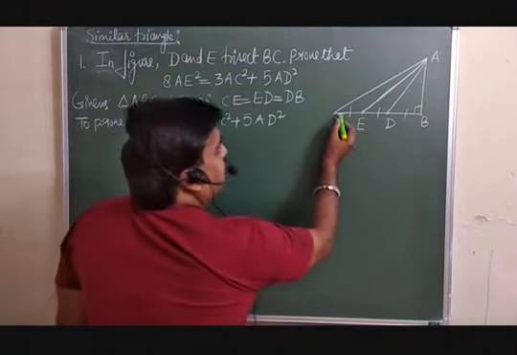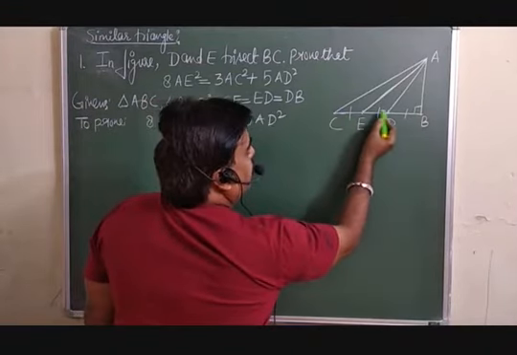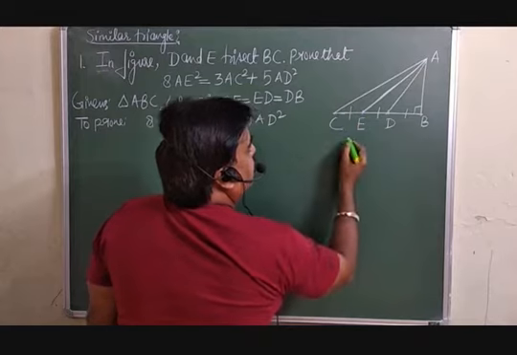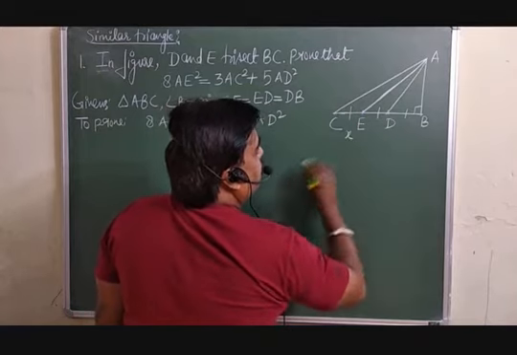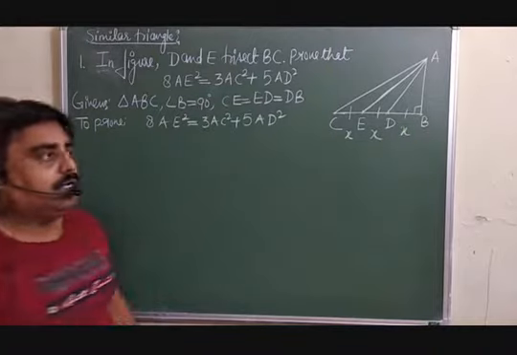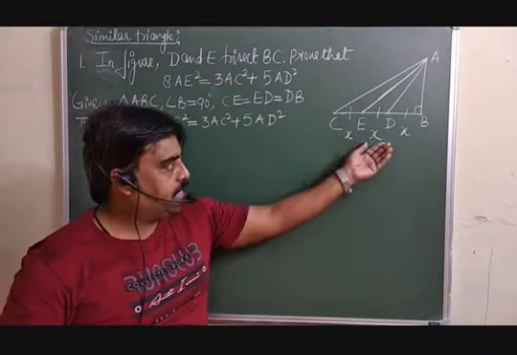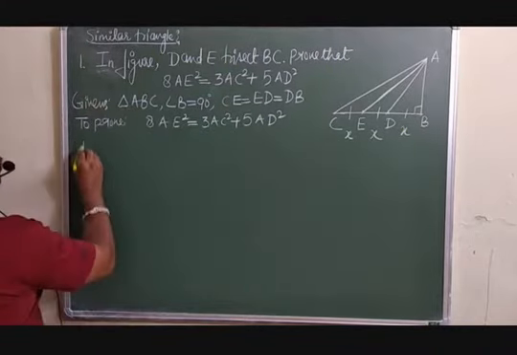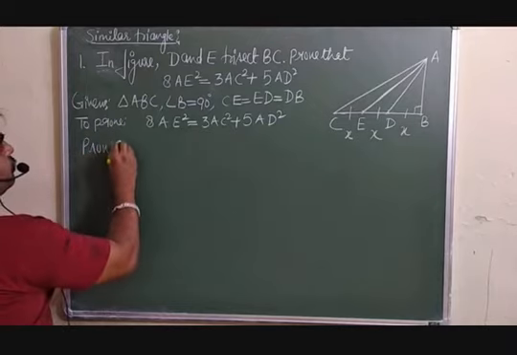So D and E are the points which trisect BC. For our convenience, let's suppose each part is X, so this is X, X and X, because they are equal. Now we want to prove this. The proof is here.